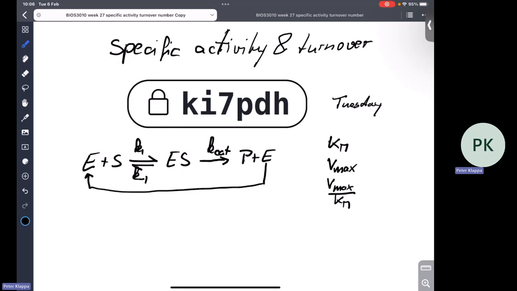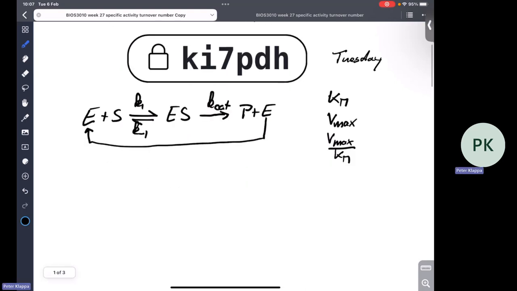A slightly different story when we talk about Vmax, because we discussed that Vmax is a function of the enzyme concentration. Has everybody signed in? Yeah, good. We said that Vmax is defined as Kcat times the total enzyme concentration.